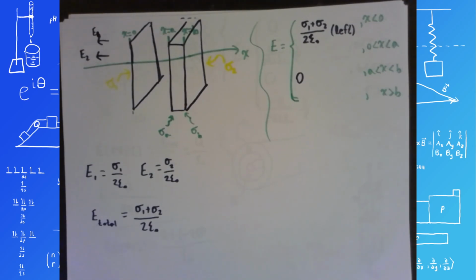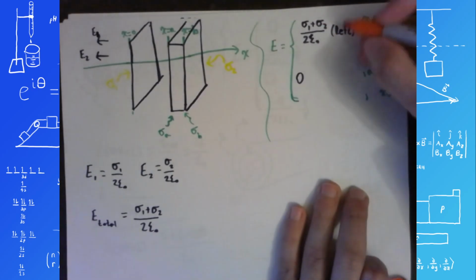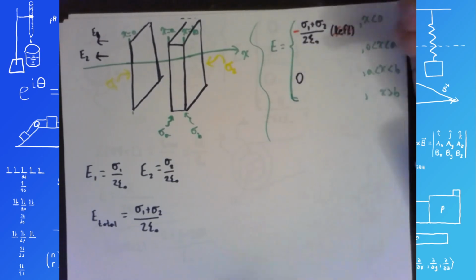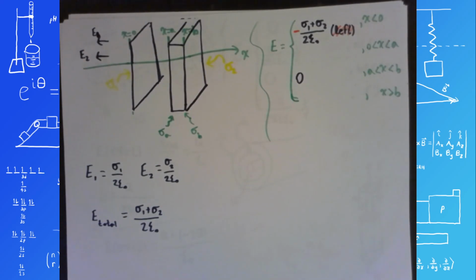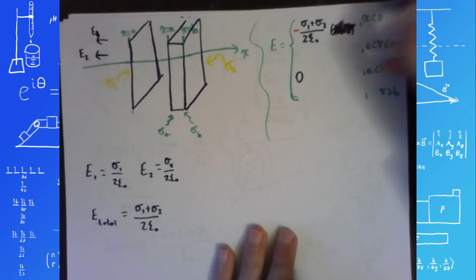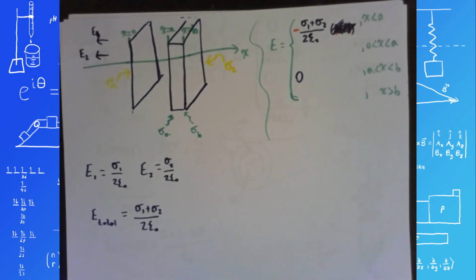Actually, you know what? Yeah, I'm going to tack on a negative sign because I'm just assuming the signs of sigma 1 and sigma 2, and if it's opposite to what I assume them to be, then I would want to have a negative sign cancel them out. Okay, let me cross out this. Yeah, forget what I said over there. Okay.